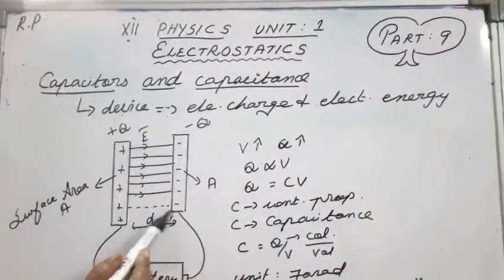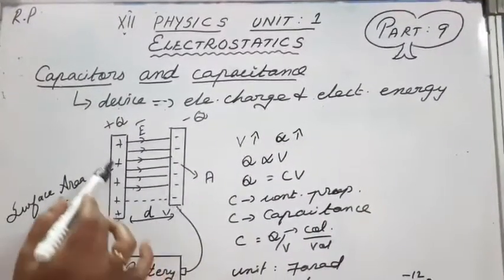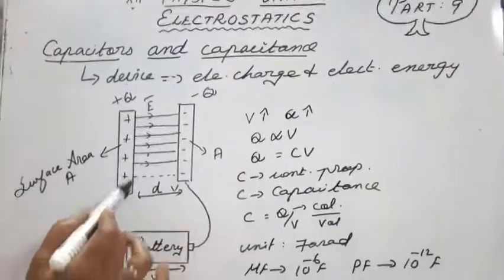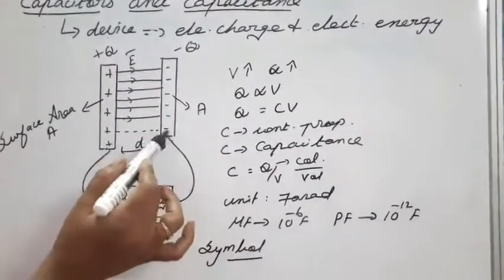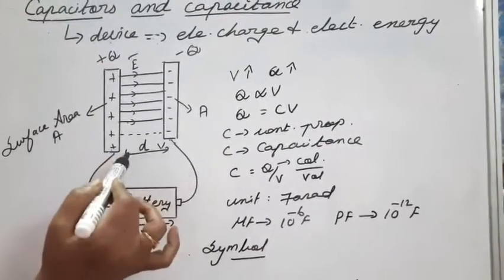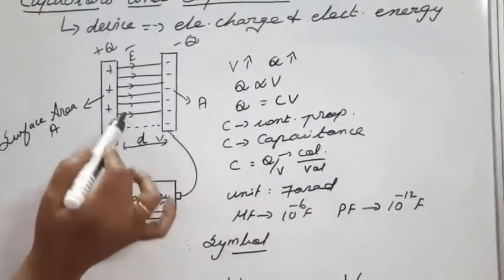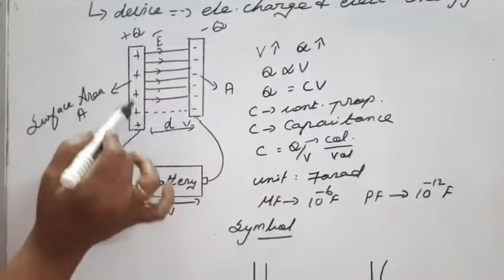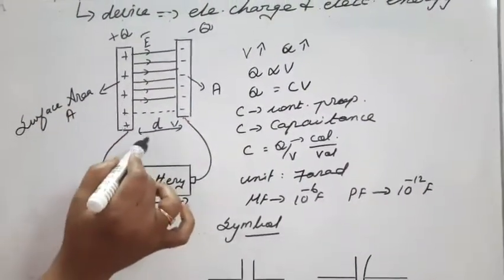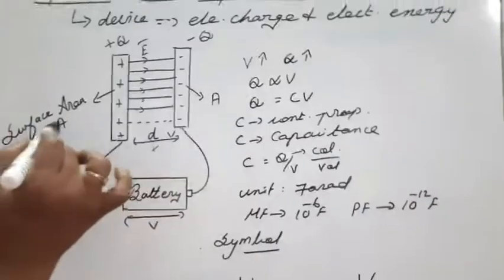Suppose you take two plates. One plate has a positive charge and the other has a negative charge. The two plates are conducting plates. They are kept at a small distance d, and in between there is an electric field E, and there is a potential difference V between the plates. The cross sectional area is capital A.